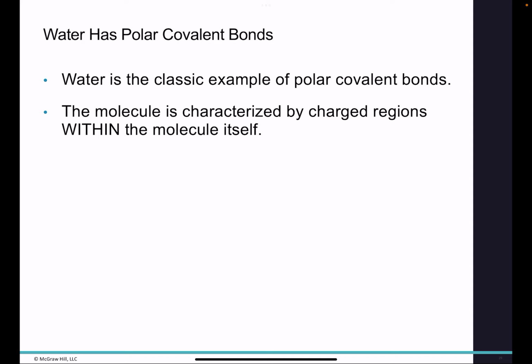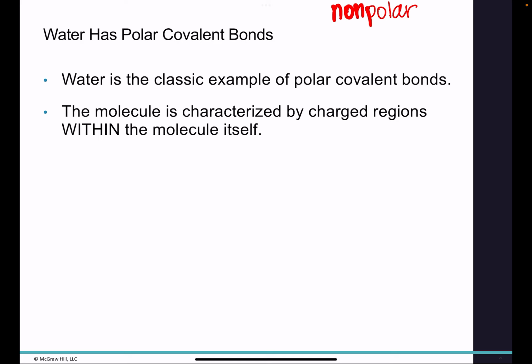So water is made up of polar covalent bonds. And remember, a polar covalent bond is a bond that forms when two atoms share electrons. In a non-polar covalent bond, those electrons are shared equally. In a polar covalent bond, they are shared unequally.